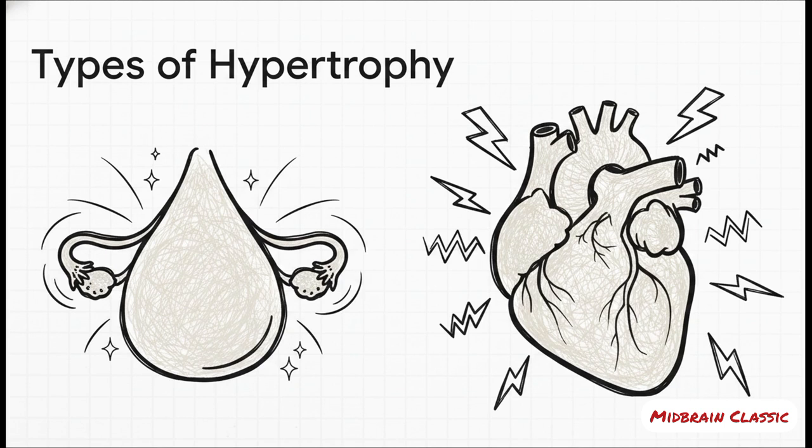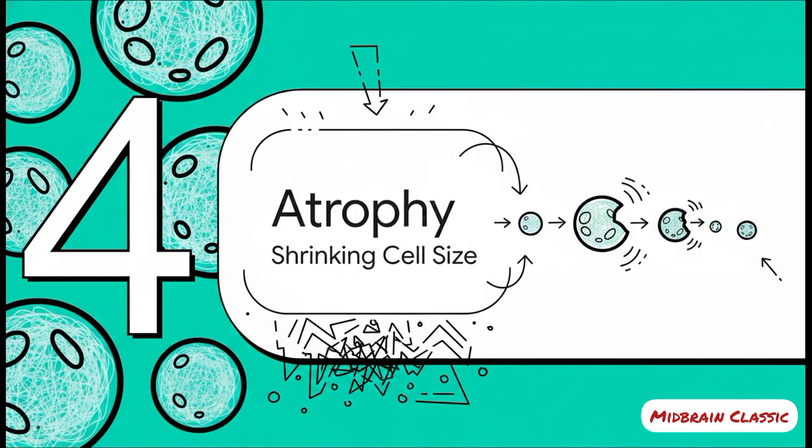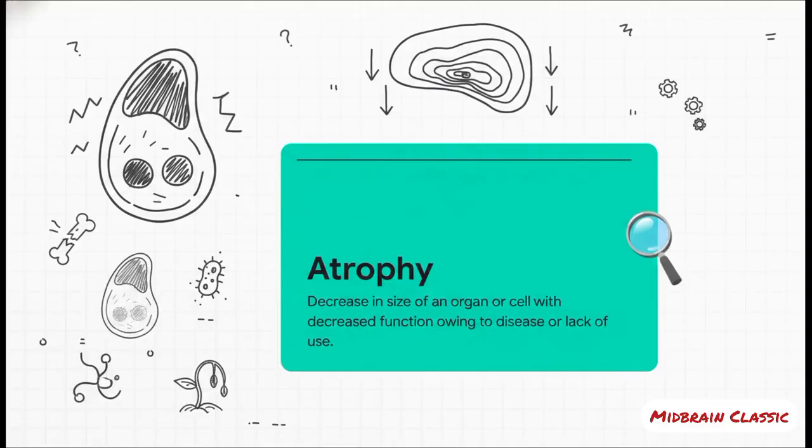This happens in disease states, like the dangerous thickening of cardiac muscle in the left ventricle when someone has chronic systemic hypertension. Section 4. Atrophy, shrinking cell size. Now we're shifting the narrative slightly to our third category, which is a degenerative adaptation rather than growth. Atrophy is fundamentally a decrease in the size of a body organ, tissue, or individual cell. And this physical shrinking is inextricably linked with a decrease in function. The cell is literally scaling back its operations just to survive.